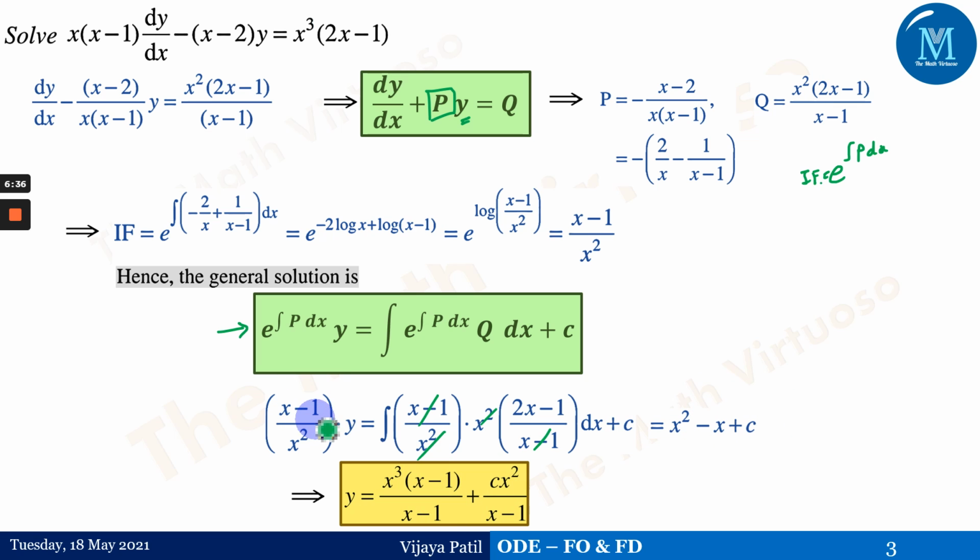And therefore y is equal to x cube into (x minus 1) upon (x minus 1) plus c x square upon (x minus 1). This is the final answer for this particular linear differential equation, right? Just by arranging a few terms here and there we get this, because this (x minus 1) and (x minus 1) will go from here and the answers will remain.